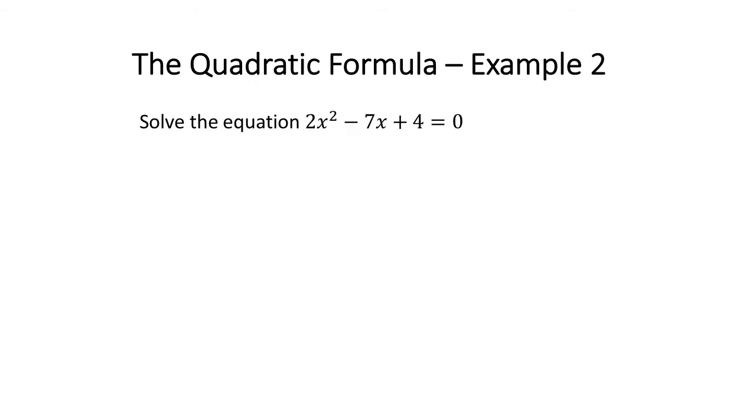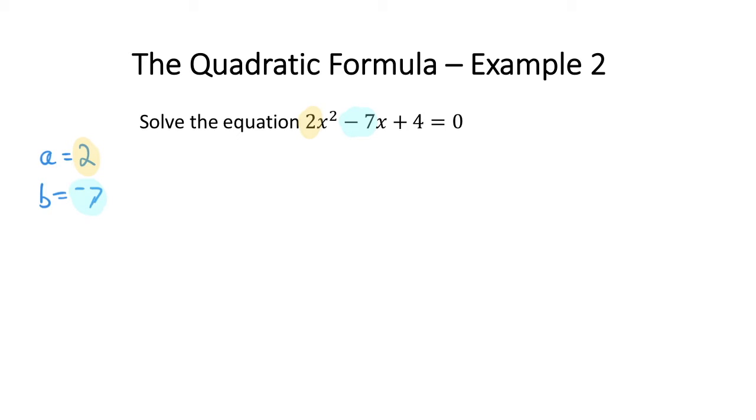In the example, we want to solve the equation 2x squared minus 7x plus 4 is equal to 0. The first step in being able to use the quadratic formula is to identify what my a, b, and c values are going to be. My a value is going to be in front of the x squared, so my a value is equal to 2. My b value is going to be in front of the x, so that is going to be negative 7.